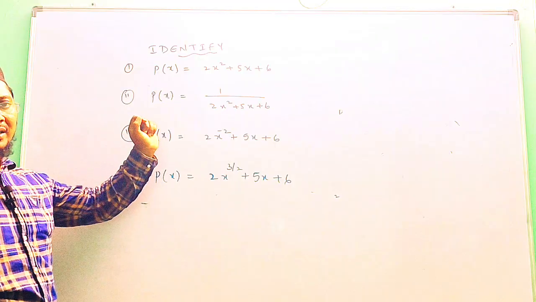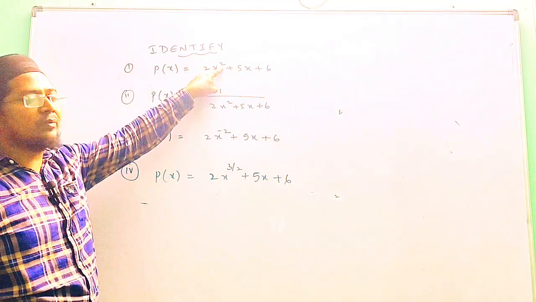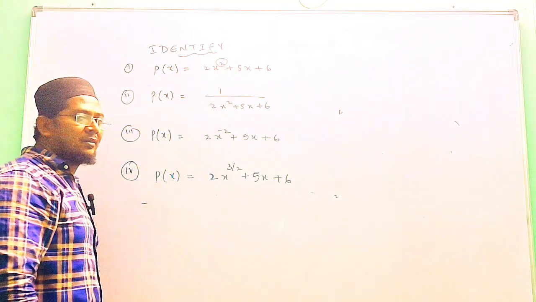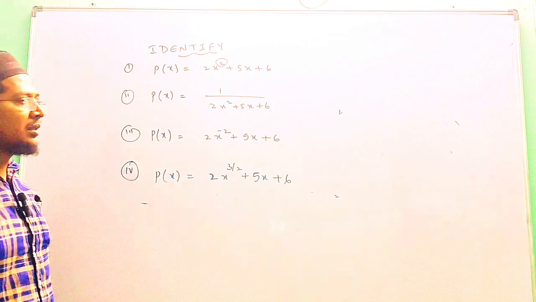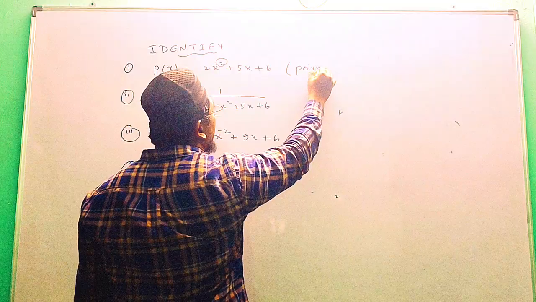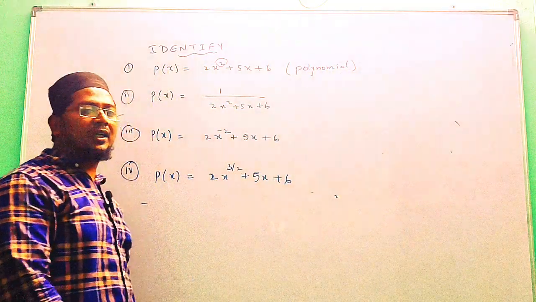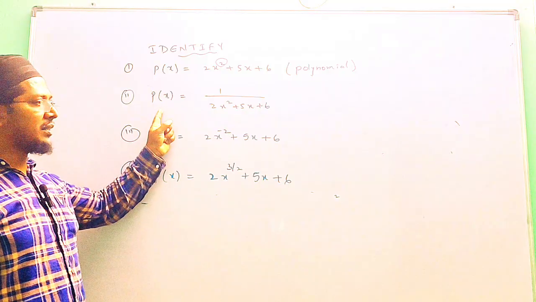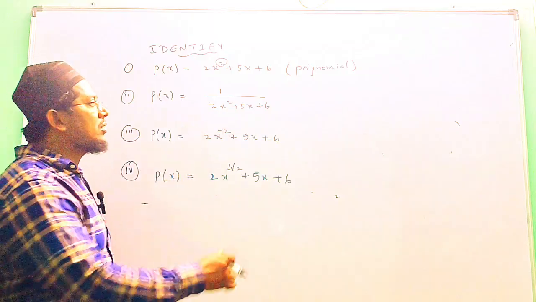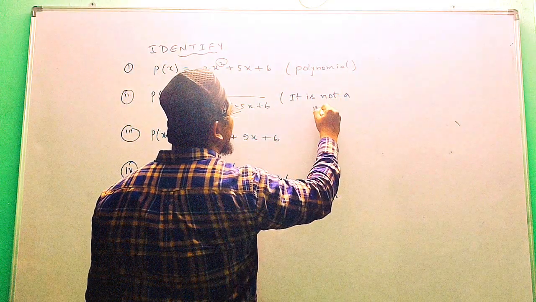Clearly in case 1 we are seeing that the highest power of the variable is 2, which means the degree of this polynomial is 2, and 2 is what? A positive integer. So in this case we can say that this is a polynomial. Yes, a polynomial of degree 2. In the second case, the variable comes in the denominator. So it is not a polynomial.